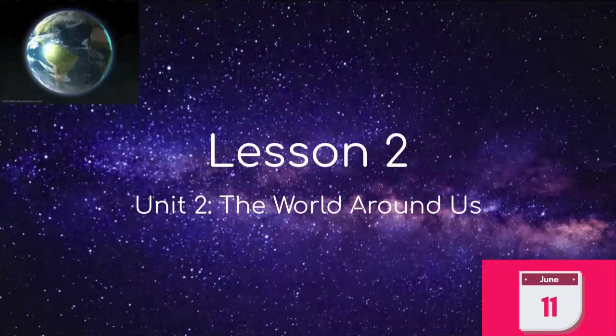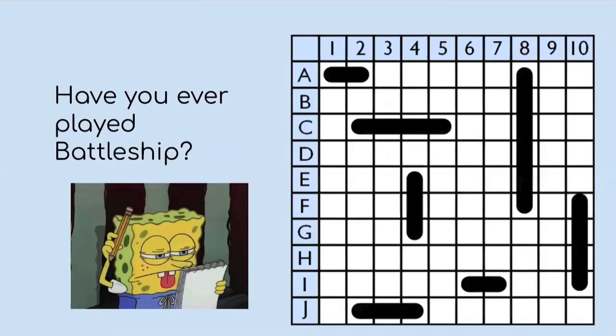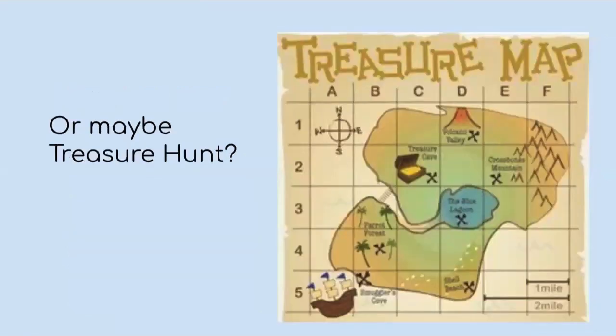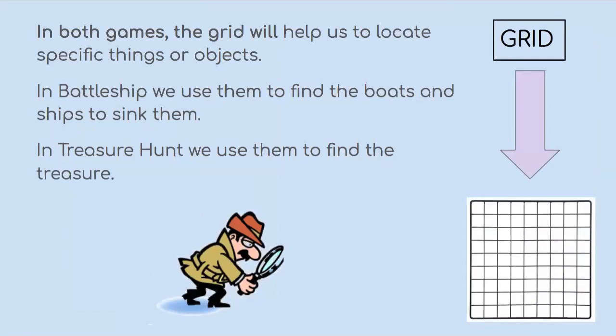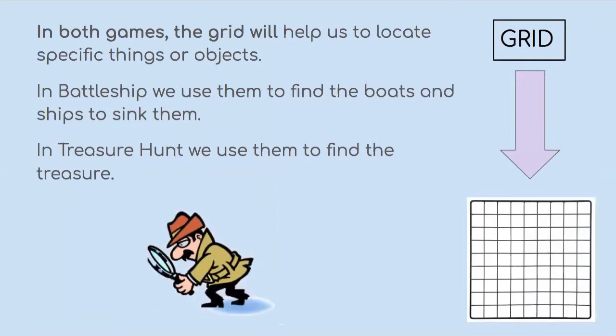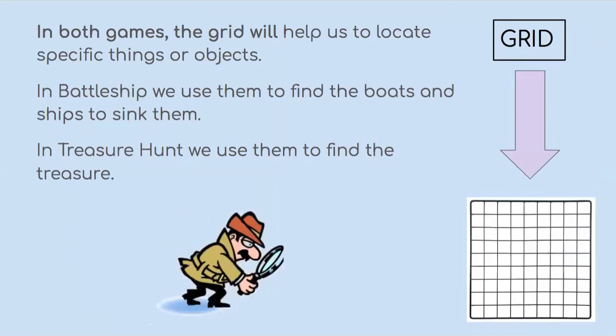I want to know first, how many of you have ever played Battleship? Look at how the boats and ships are located in the grid. Or maybe Treasure Hunt, the game where you have to locate missing things on a grid. In both games, you need the grid to help you locate specific things. In Battleship, we use them to find the boats and ships to sink them. In Treasure Hunt, we use them to find the treasure.